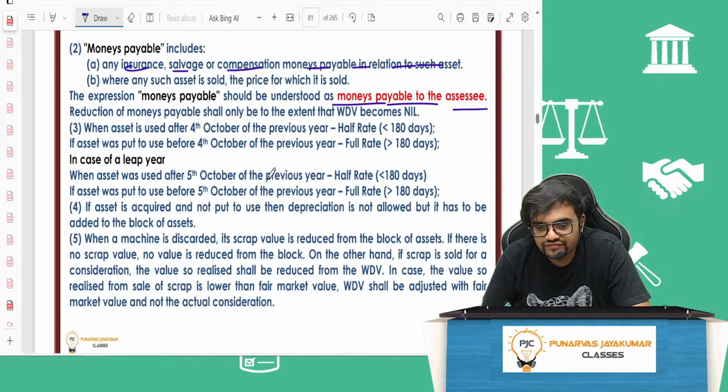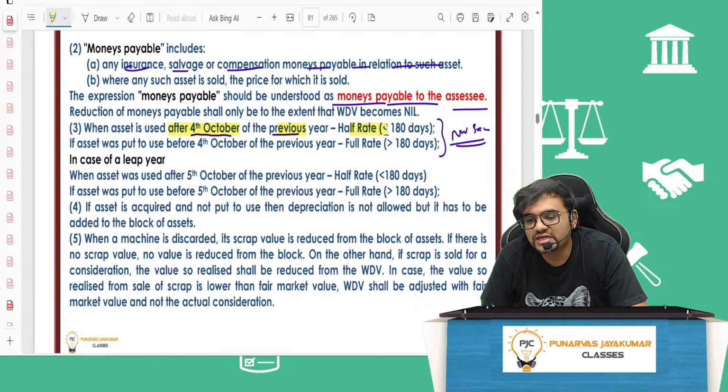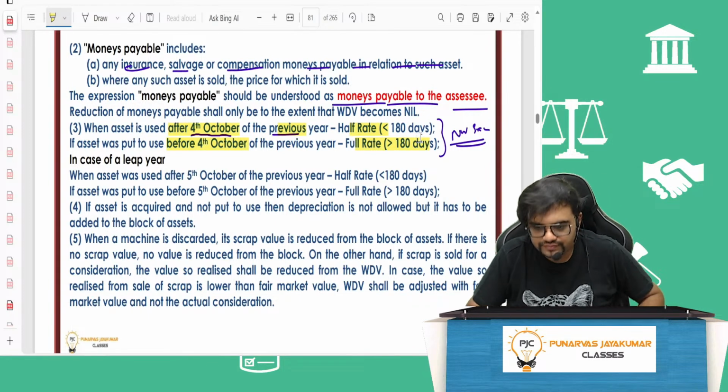So if it is used after 4th October of the previous year, this is for our November exam. In the question, if they have given any asset used after 4th October, then it is half rate. Why? It is less than 180 days. If it is used on or before 4th October, then it is full rate. Why? More than 180 days. If it's a leap year, 1 day it will increase. That's all. But for a November exam, 4th October is what you need to think of.